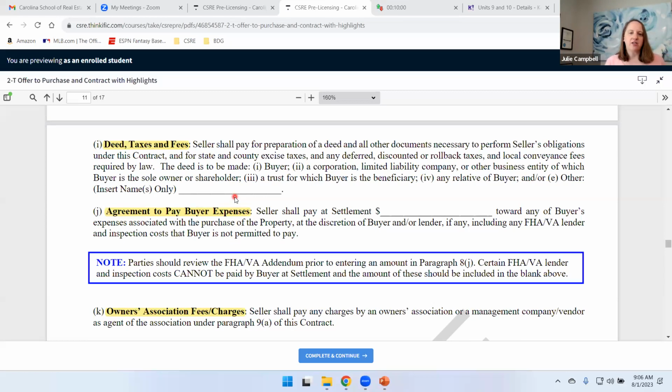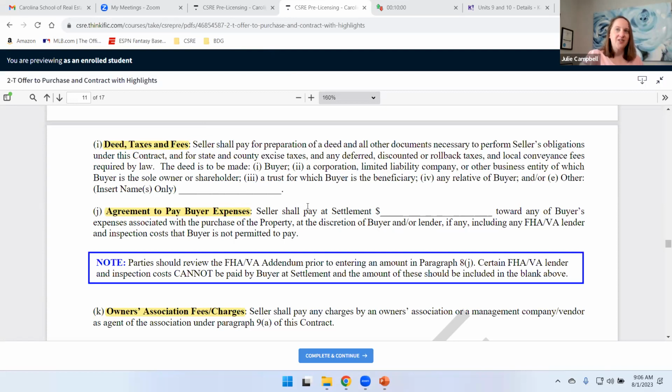Agreement to pay buyer expenses. Seller shall pay at settlement X amount, if any, toward any of buyer's expenses associated with the purchase of the property at the discretion of the lender. So first off, as part of the negotiations, the buyer may ask the seller to pay for some of the buyer's closing costs.